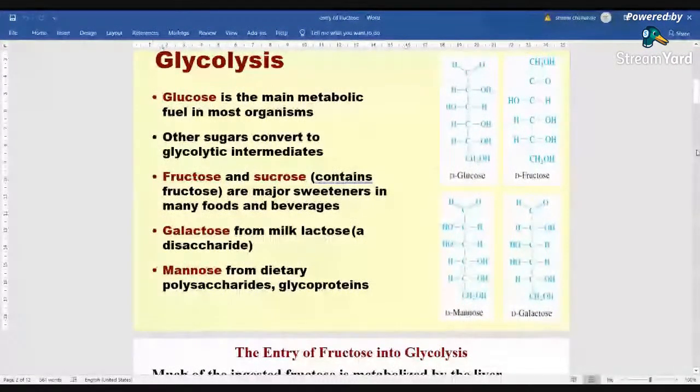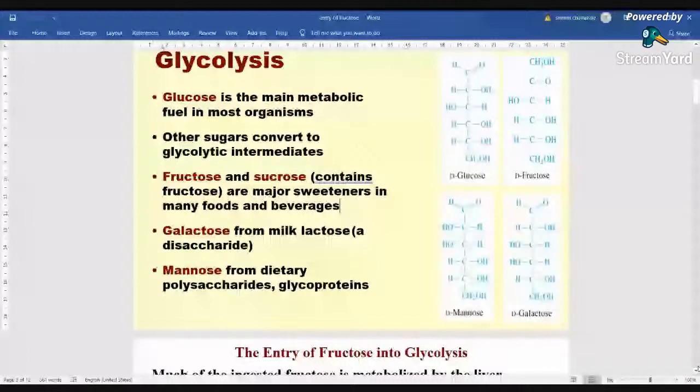Likewise, lactose, the milk disaccharide, gives galactose. Then mannose comes from dietary polysaccharides and glycoproteins. So these are the various sources of mannose, galactose and fructose. We have seen the glycolytic sequence, the whole 11 steps which contribute to glycolysis.